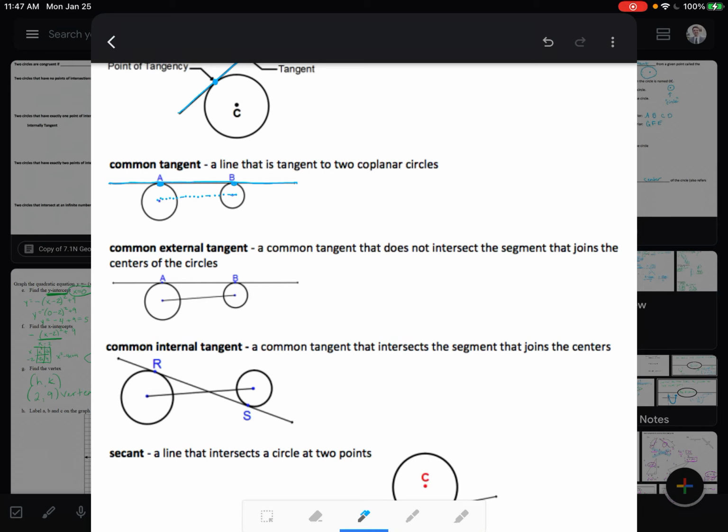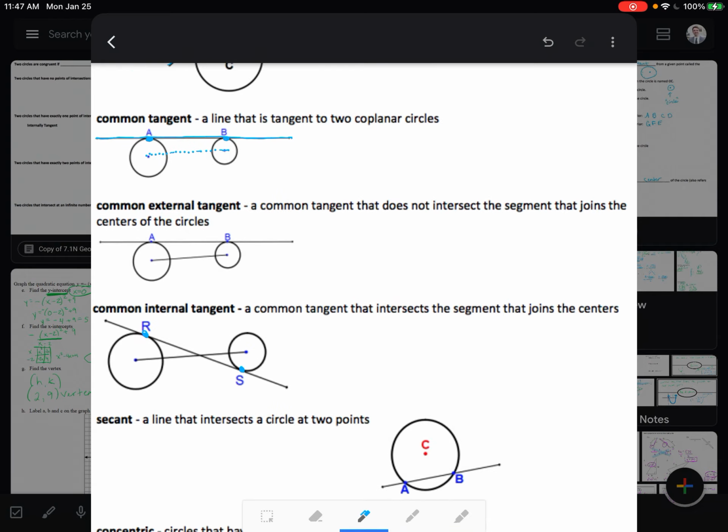And then this internal tangent idea is the same idea. It's still a line that intersects two circles, but we have a little bit of crossover here. So if it is on top of one circle and on the bottom of the other circle, then it is an internal tangent because it goes in between. So you can think of it that way. Common internal tangent goes in between the circles. External tangent stays above or below these circles here.